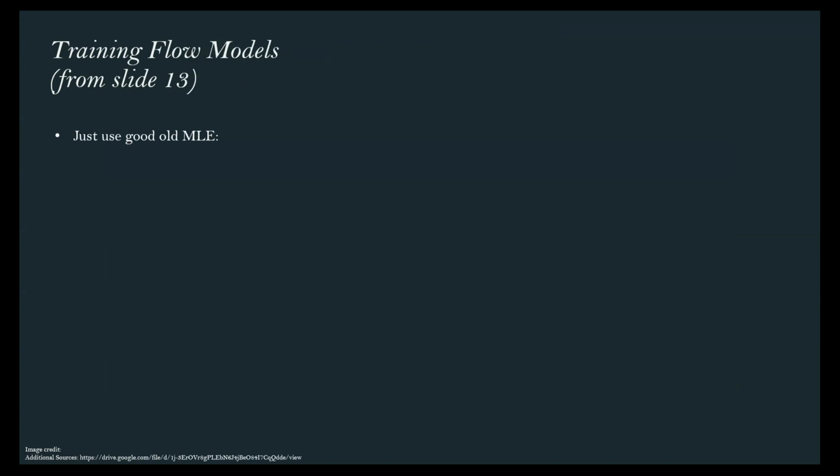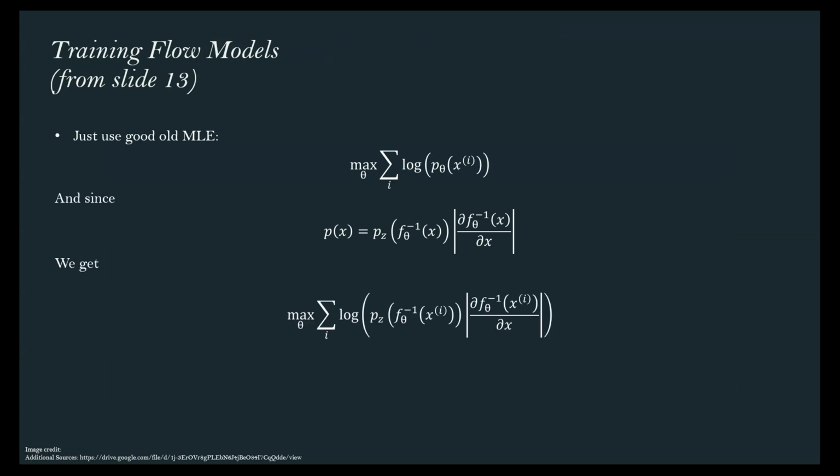All right, and then how do we train these? Well, it's just good old maximum likelihood estimation. So you're just maximizing that log likelihood. And all we got to do is plug in our change of variables formula, and we end up with this. And we can separate out that Jacobian term, just like this. And yeah, it's pretty straightforward.